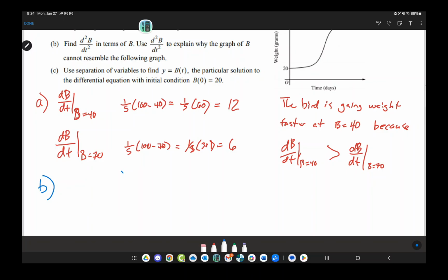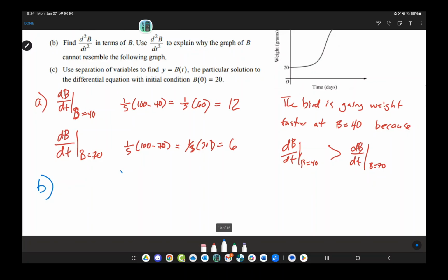What they're looking for is the d squared. Basically, what does that mean? By the way, d squared B over dt squared. We want the second derivative. So what's the derivative of the derivative? Well, they gave us the first derivative, right? We actually have the first derivative. So what is the derivative of 1/5 of 100 minus B?